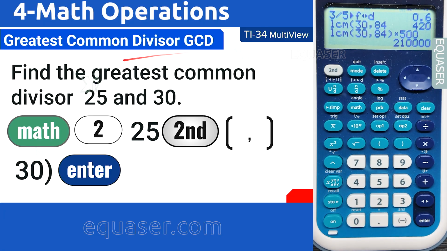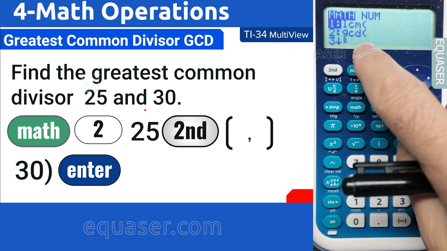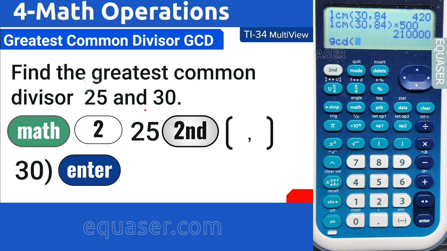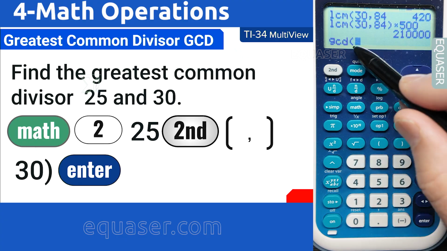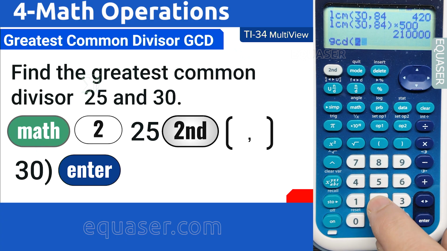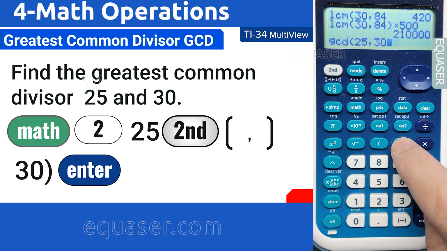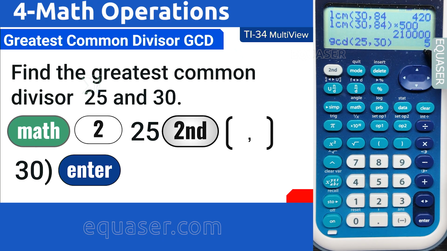Now GCD is greatest common divisor, and you want to find it between the two values. Press math, this time press 2, and select GCD, it is already there. So 25, shift, comma, and then 30, and let's close it, press enter, that's the greatest common divisor.